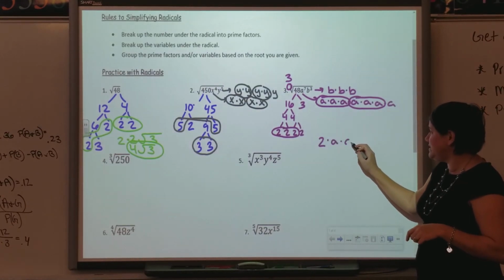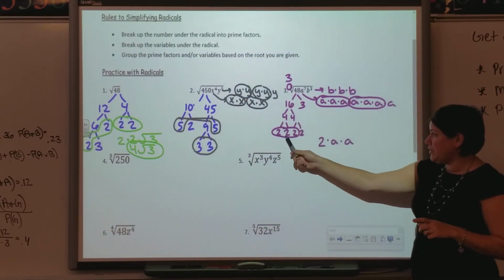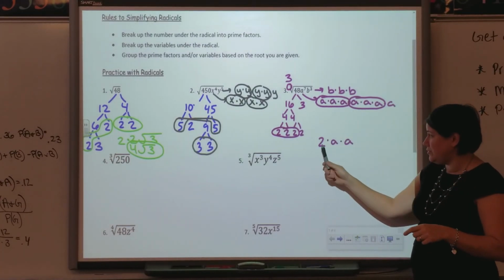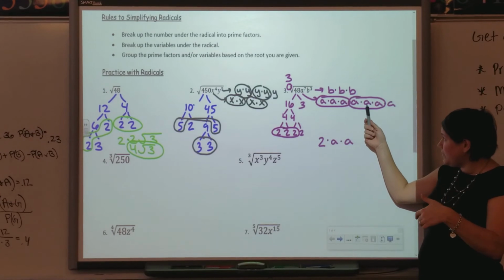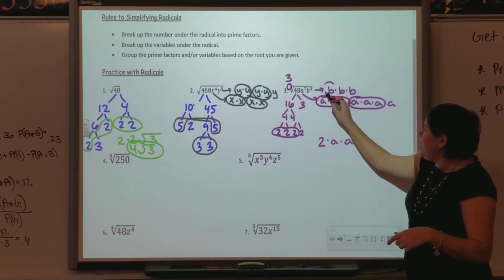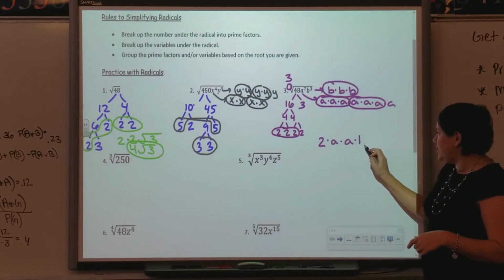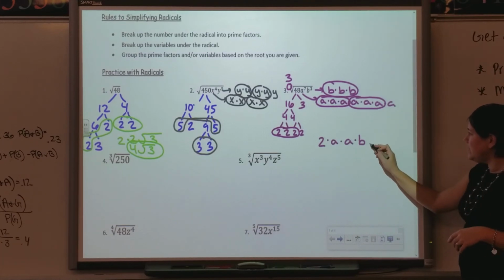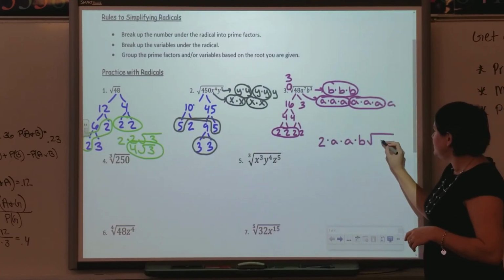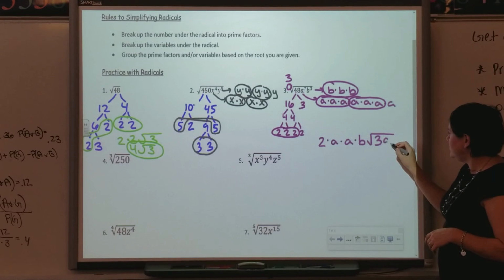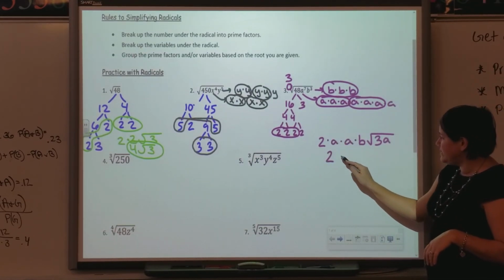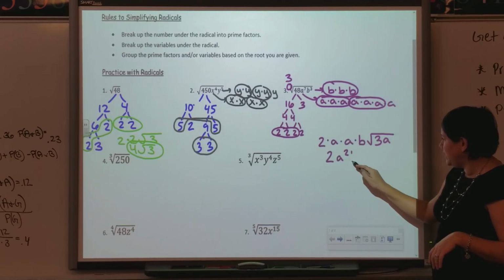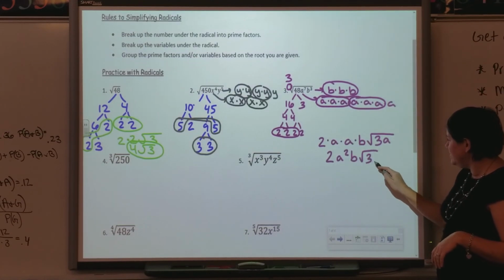Times a times a. Again, I have a group of 3 2's, bring it out once. Have a group of 3 a's, bring it down. Have a group of 3 a's, bring it out. And I do have a group of 3 b's, bring it out. Whatever is left over goes under the radical. You have a 3, and you have an a. Simplify it. I have 2. This ends up being a squared, and then you have b. And you have 3a in the radical.